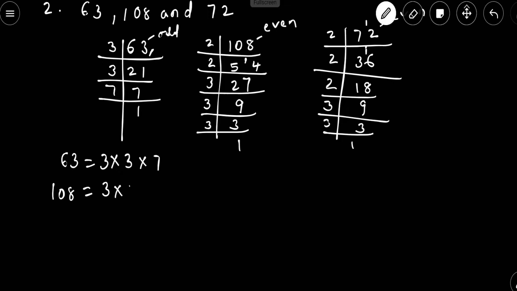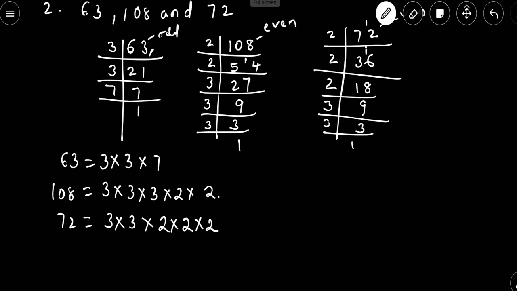So 3 into 3 into 3 into 2 into 2. Okay. So next I will write for 72. For 72 also, first factor I'll write it as 3. So 3 into 3 into 2 into 2 into 2. Okay. So I can rewrite it as 3 to the power of 2 into 7. This one I can write as 3 to the power of 3 into 2 to the power of 2. Next, even I can write it as 3 square into 3 to the power of 3.